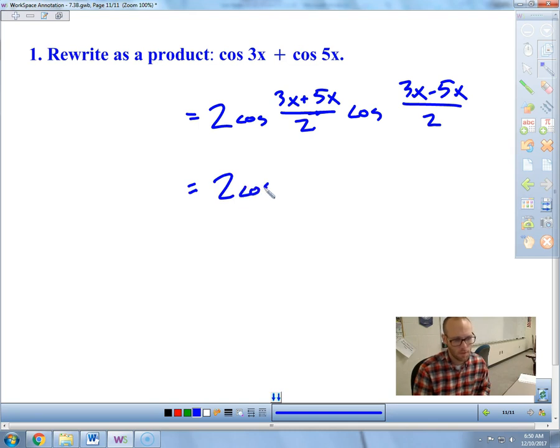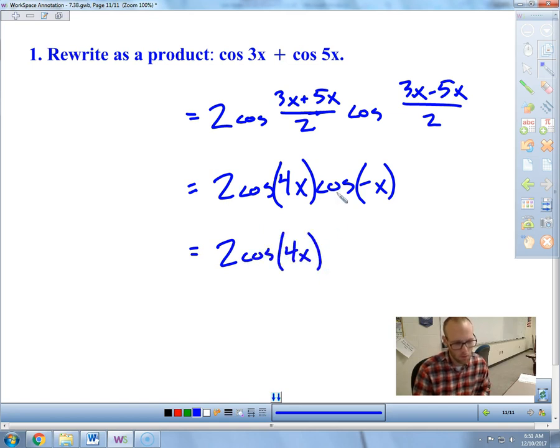So this is 2 cosine. 3x plus 5x is 8x divided by 2. That's a 4x. Cosine 3x minus 5x is negative 2x divided by 2. Negative 2x divided by 2 is negative x. I don't like the way that looks. I'll put parentheses there. I might as well put parentheses here. Now, just like on that other one that we did a few minutes ago, we know the cosine of negative x is equal to the cosine of x. Good.